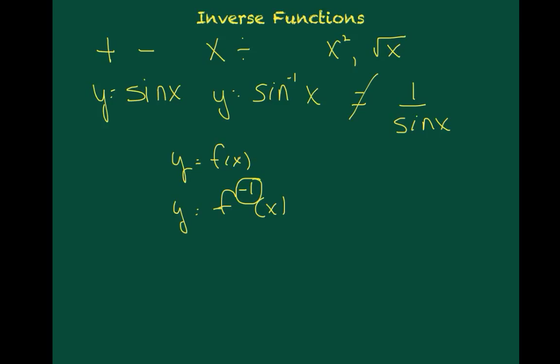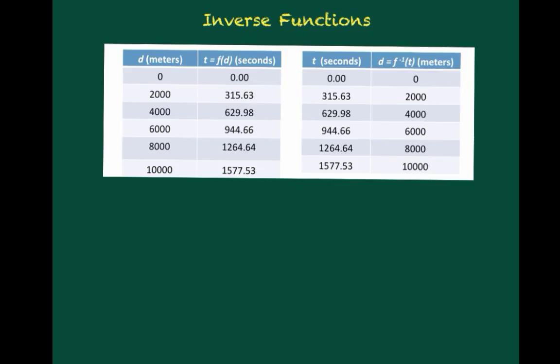Okay, let's take a look at one example of an inverse function. The tables above are examples of an inverse function. In 2005, Kenenisa Bekele, an Ethiopian runner, set the world record in the 10,000 meters. And the chart on the left shows us his time as a function of the distance. So if we look at 2,000 meter increments, we see that his times, not surprisingly, increased until he finished in the record time of 1,577 seconds.